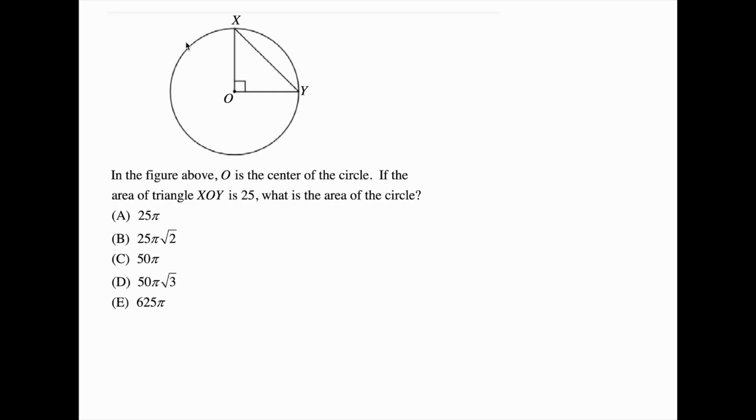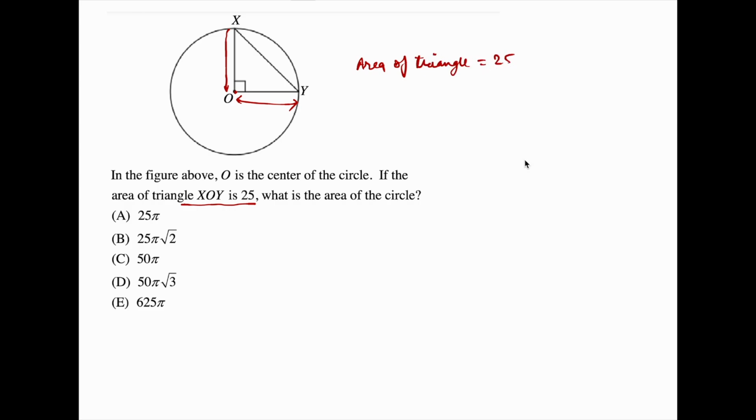Let's solve this question. Here we are given a triangle inside the circle with center O, and OY is the radius of the circle. Similarly, XO is also the radius of the circle. We don't know the exact radius, but we know the area of the triangle XOY is 25. So area of triangle equals 25.